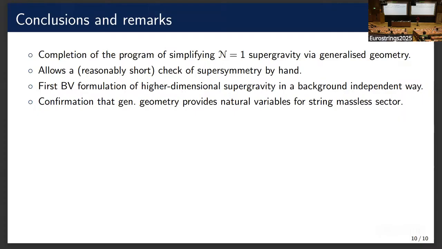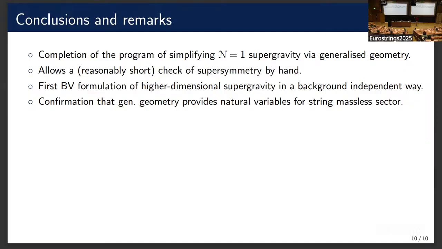So now what can one do with this? First, some conclusions. As you saw before, this essentially completes the program of reworking N=1 supergravity in generalized geometry. It is simple enough so that you can do a check of supersymmetry by hand, in principle. And as far as I know, it's the first BV formulation in a background independent way of a higher dimensional supergravity. So up to now, I think there is 4D and 3D, and now there is 10D.